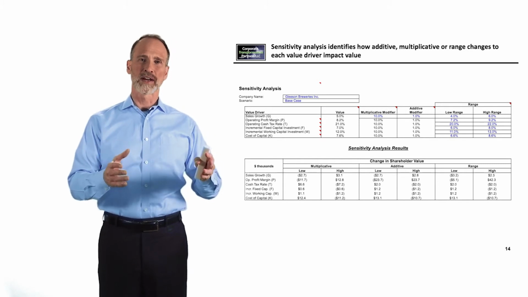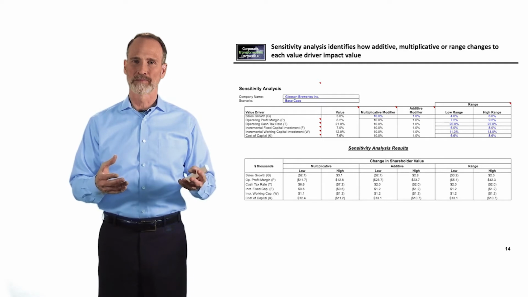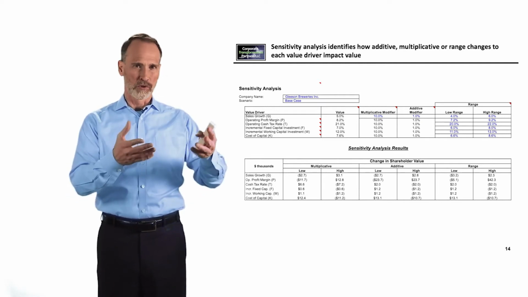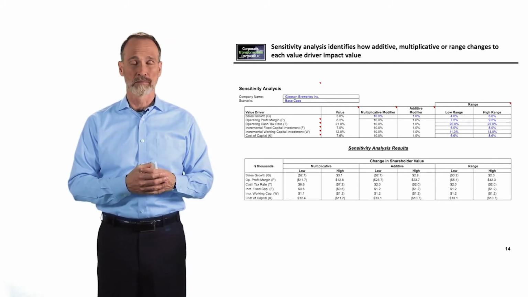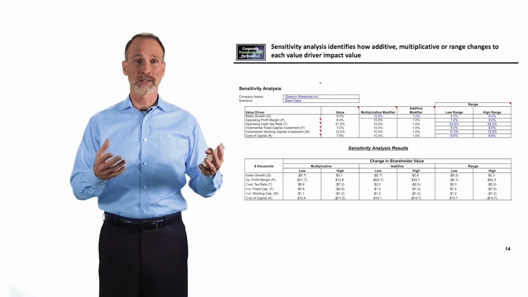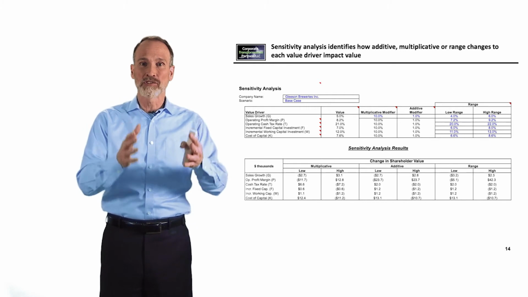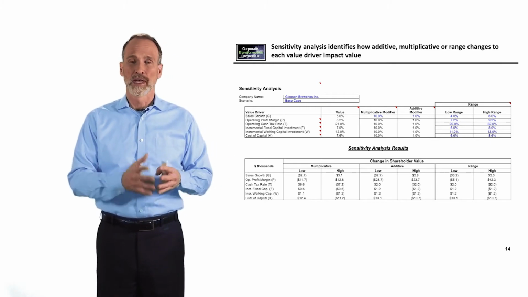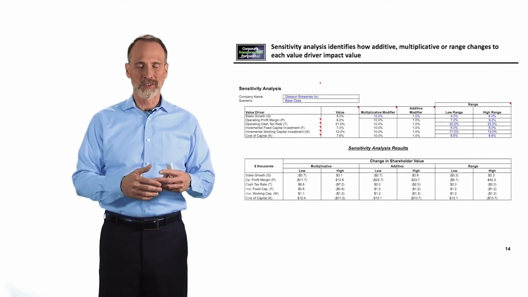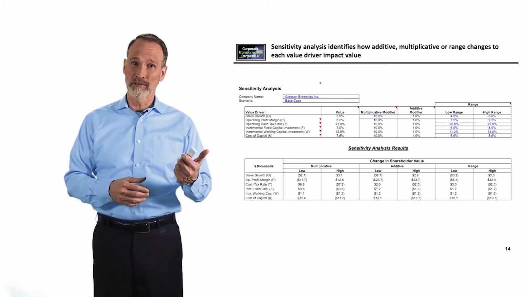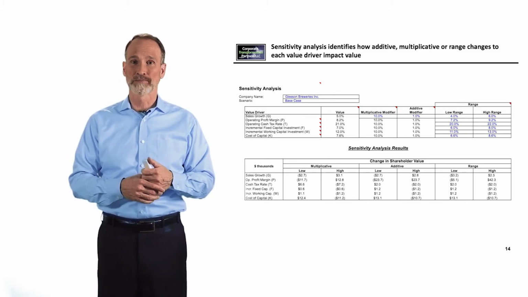Sensitivity analysis identifies how additive, multiplicative, or range changes to each value driver impact value. And it's really easy to do. What you see on this page is exactly from the valuation toolkit. There's a worksheet in it called sensitivity analysis, and all you have to do is enter the ranges you want to explore, and it'll change the value drivers as you direct it to, and it'll show you how much value changes for each one of those changes. Now there's actually 3 different ways of doing it. There's additive, multiplicative, and range changing. Let me just say a little bit about each one.